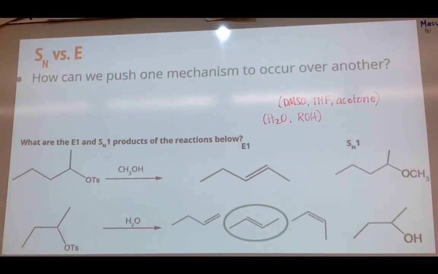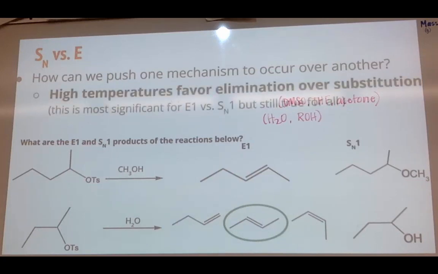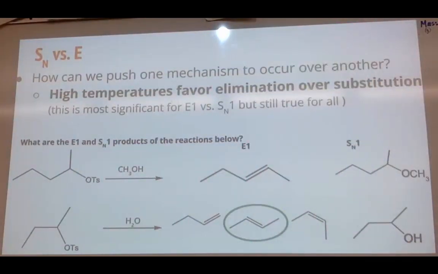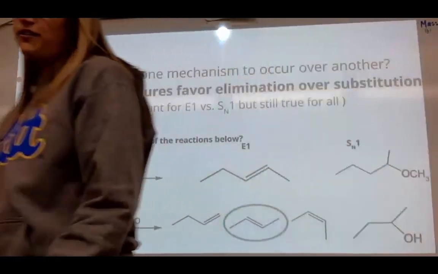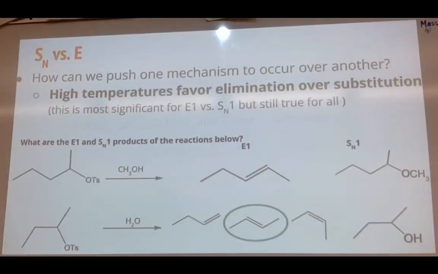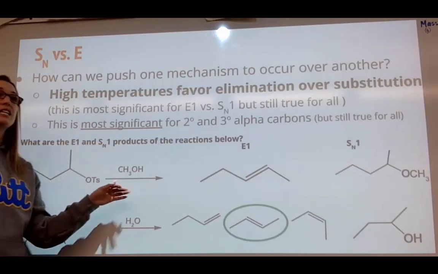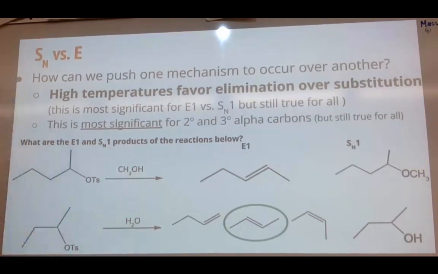So then another way that we can push one mechanism to occur over another. One way is the solvent, another way is temperature. High temperatures actually favor elimination reactions. Now we actually will just see it say hot and cold. There's no specific guideline for what's hot versus what's cold. Above or below the arrow, we're just going to see it say hot or cold or cool. So high temperatures favor elimination reactions.